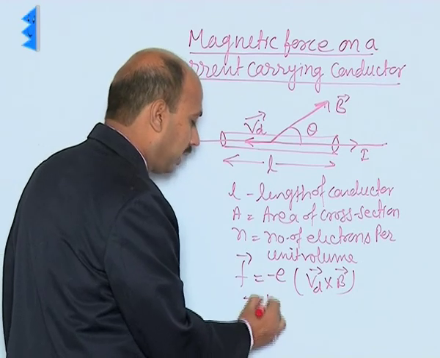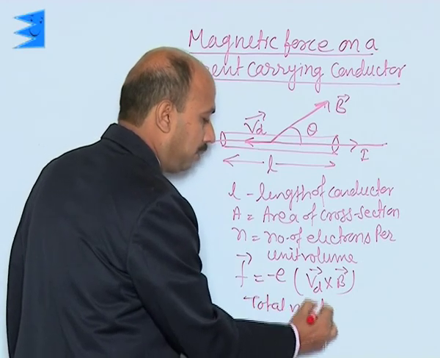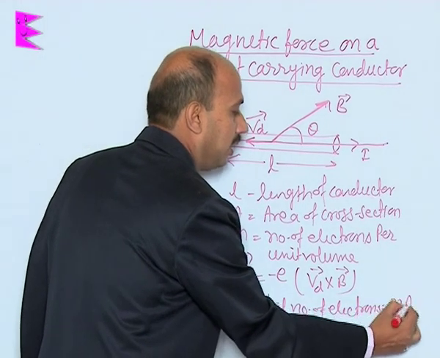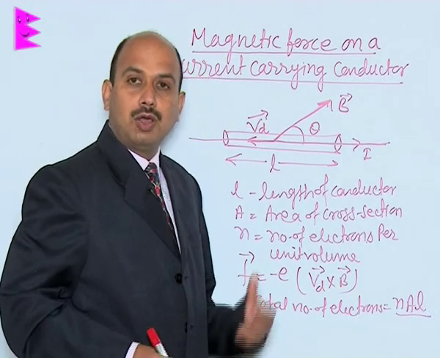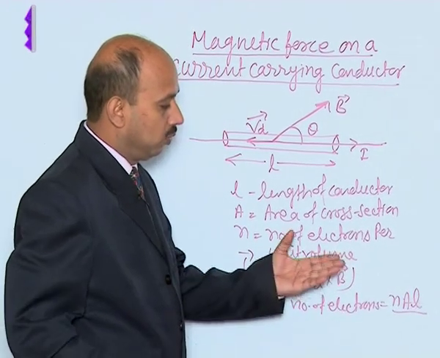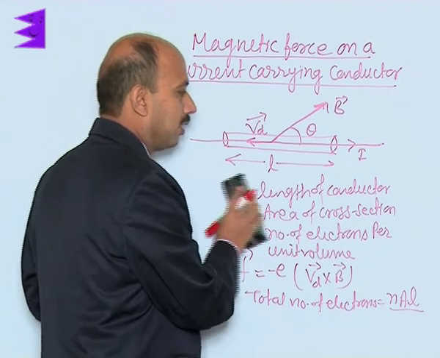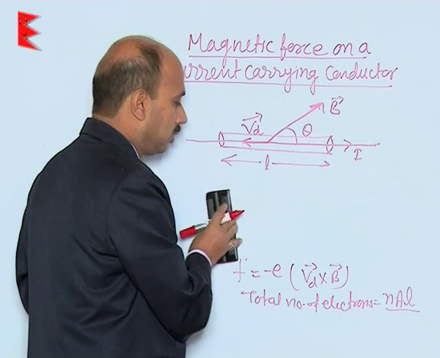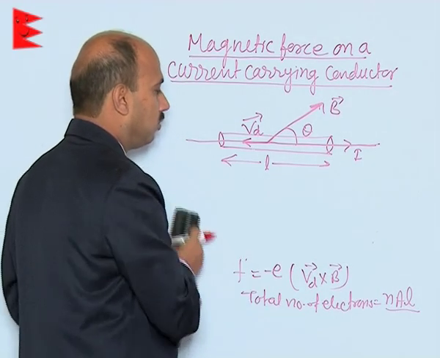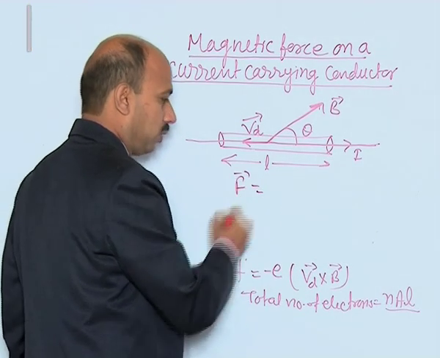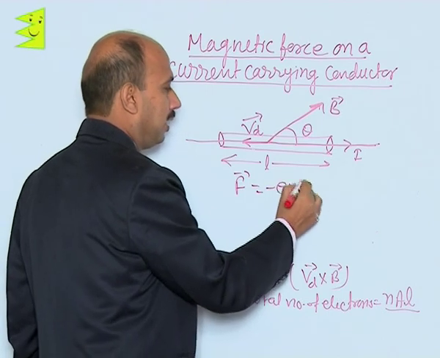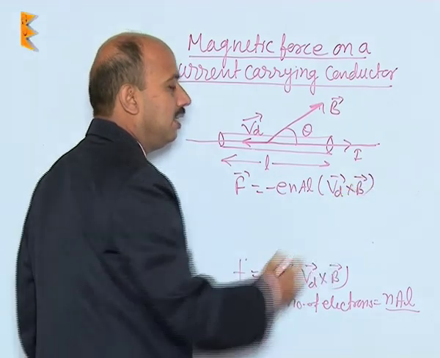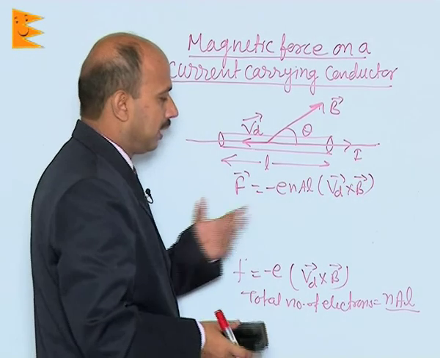And now, how many electrons are there? So, the total number of electrons, that means free electrons in the conductor, is N into AL. So, the number of electrons per unit volume into the volume of the wire. So, we have got the total number of electrons here, and we can get the total force acting on the electrons. So, we can write here F is equal to minus e N A L, and that is Vd cross B. Here Vd is the drift velocity of the electrons.